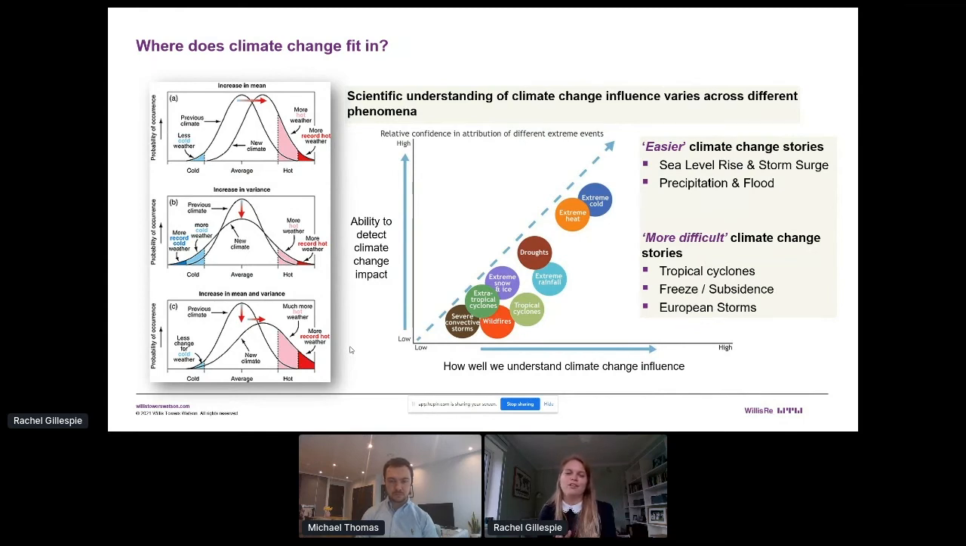And then if we're looking at the graph on the right-hand side, this is where we actually have a greater understanding of some events. So your extreme heats and your extreme colds, we understand the climate change influence on those, and we are able to detect those signals in the data. But there are lots of events and perils that we still don't really know whether they are going to increase or they're going to decrease. And that can make it quite difficult to take that information into account when building a CAT model.